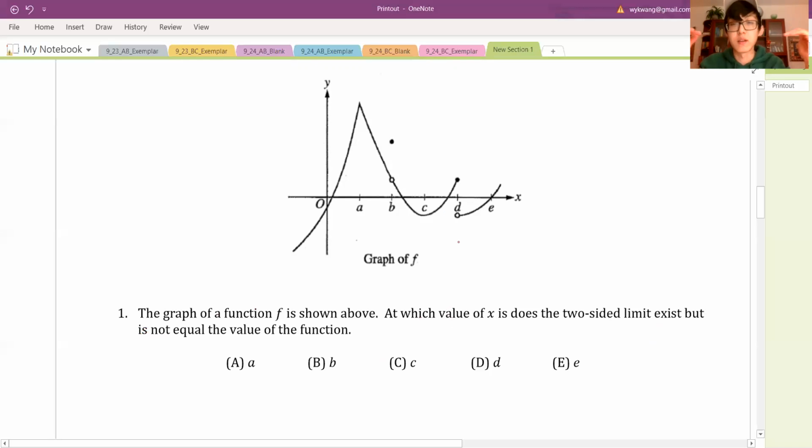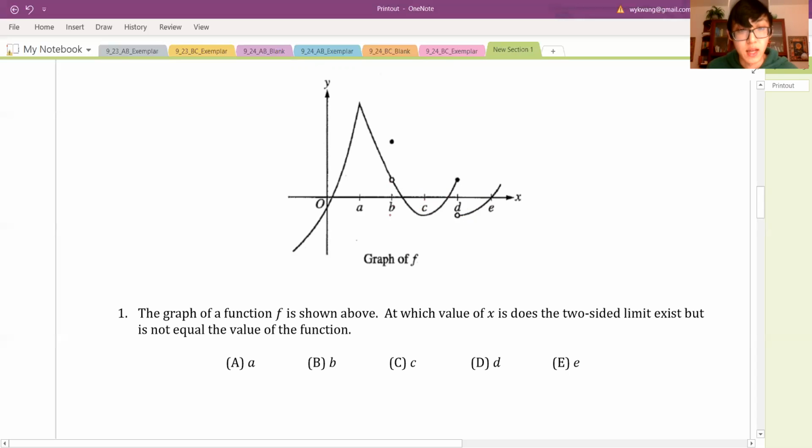Well, what does it mean when the two-sided limit exists? That means the function from both sides approaches the same point, right? They look like they're going to the same place. So like here, does this look like it's going to the same place? No. So the two-sided limit does not exist because the limit from the left is approaching this point. The limit from the right is approaching this point. So it's not here.